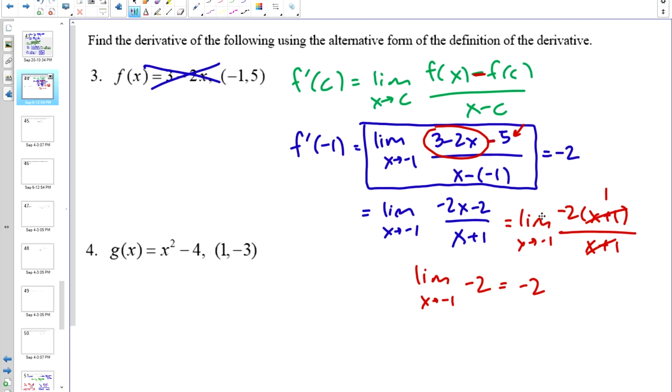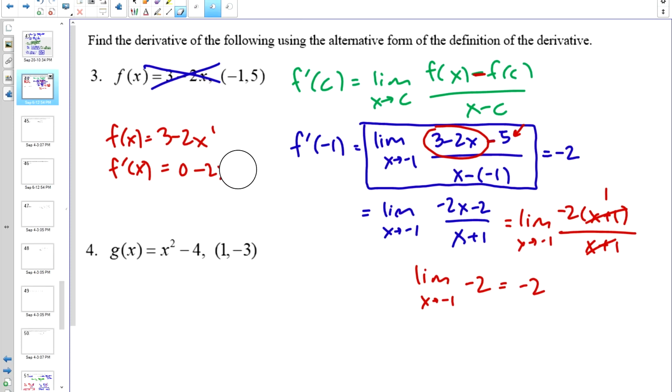So if you saw that, you could say, well, instead of working all this out with the limit, I could say f of x is equal to 3 minus 2x. Using the power rule, the derivative of f is equal to the derivative of 3, which is 0, plus the derivative of negative 2x. This is a 1 power here, so it's 1 times negative 2x to the 0. X to the 0 is really just 1. So quickly you could say this is negative 2 using the power rule and being able to pull out f of x here.